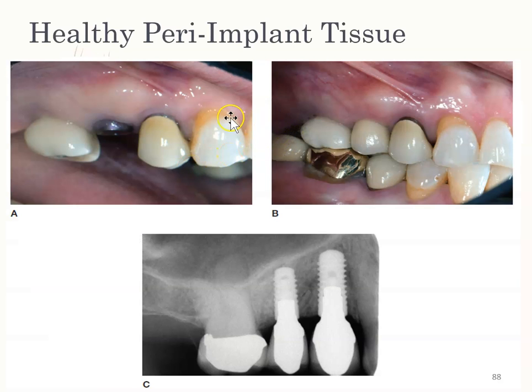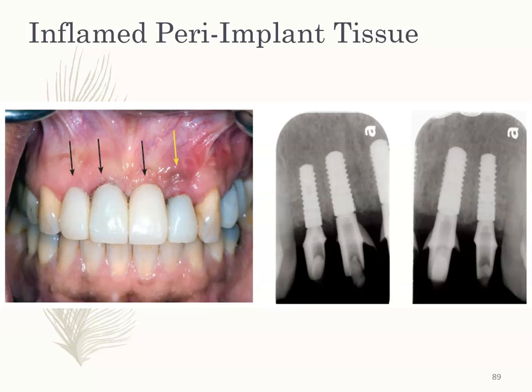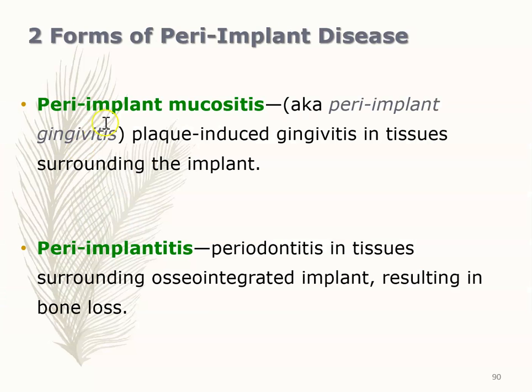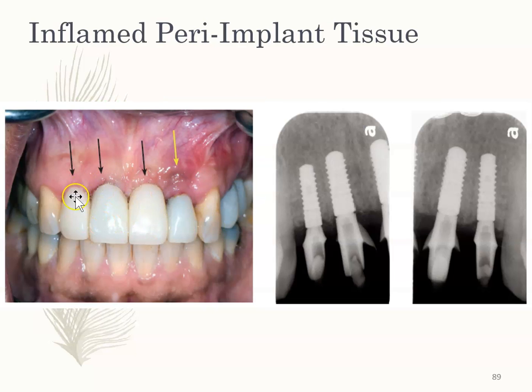So healthy peri-implant tissues, when we look around the implant, everything looks nice and healthy, and they fall under healthy peri-implant tissue. Mucositis is when you have no bone loss. So I'll just put this slide here. Peri-implant mucositis, also known as peri-implant gingivitis. This is when you have just gingivitis, just inflammation of the gum only, no bone loss. So the gums are inflamed, they might be bleeding, but the bone level is intact.